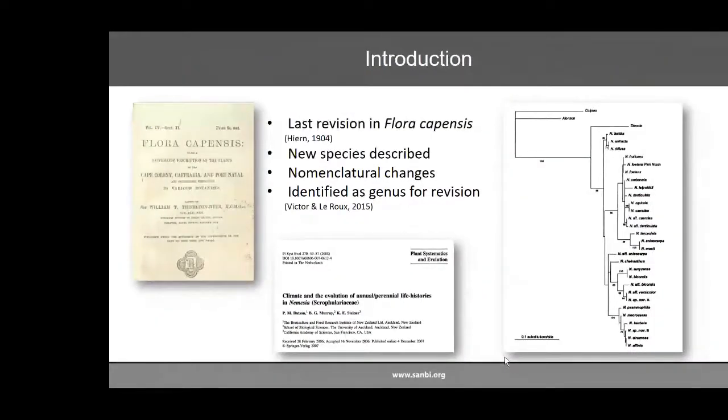The last full revision was done by Hiern in Flora Capensis in 1904. Since then, many new species have been described and nomenclatural changes have been published. It has thus been recognized as a genus in need of revision. The only published phylogeny was done by Datson and his colleagues in 2008, but unfortunately this work did not include any samples of Nemesia ligulata.